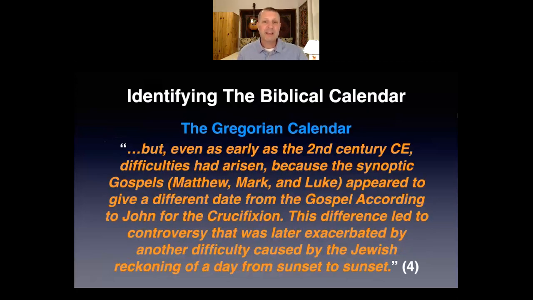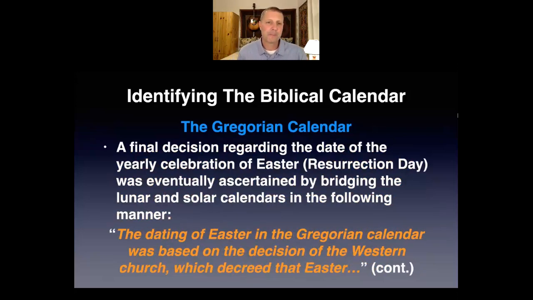the Gospels. But even as early as the 2nd century CE, difficulties had arisen because the synoptic Gospels, meaning Matthew, Mark, and Luke, appeared to give a different date from the Gospel according to John for the crucifixion. This difference led to controversy that was later exacerbated by another difficulty caused by the Jewish reckoning of a day from sunset to sunset. A final decision regarding the date of the yearly celebration of Easter or Resurrection Day was eventually ascertained by bridging the lunar and solar calendars in the following manner.